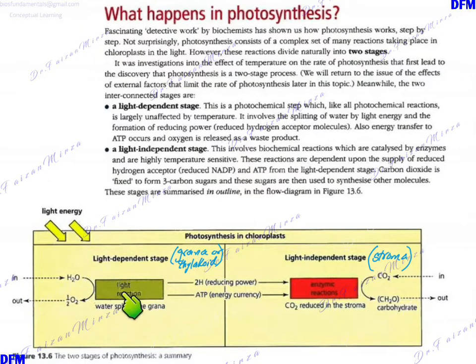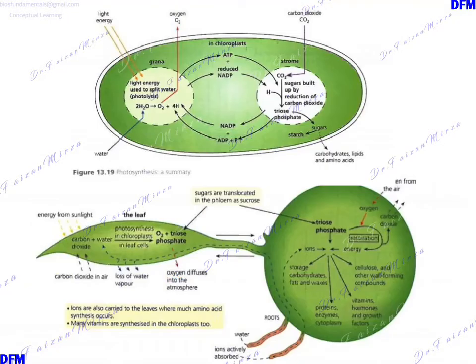Going further, this light reaction will end up producing hydrogens and ATP as well. Basically, the hydrogen is there in the form of reduced NADP, and ATP is produced as well. And this leads us to the light independent stage. The light independent stage has several enzymatically controlled reactions where carbon dioxide is reduced into a carbohydrate. So this occurs in the stroma.